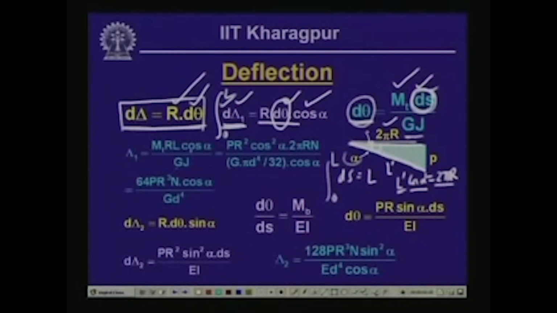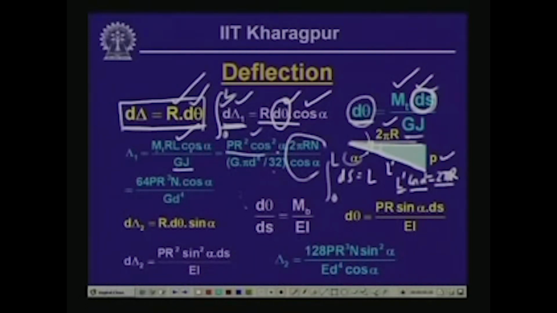Now, if there are n number of turns, then the total length of the spring will be 2πr into n, and that divided by cos alpha will give us the final length of the spring. And so, here we have substituted for integral ds as L, as you can see in this expression, which is Mt r L cos alpha by GJ, and for Mt we have substituted P r cos alpha, which gives us P r² cos² alpha, and for L we have substituted 2πr n by cos alpha. So, once we substitute, and J is πd⁴ by 32.